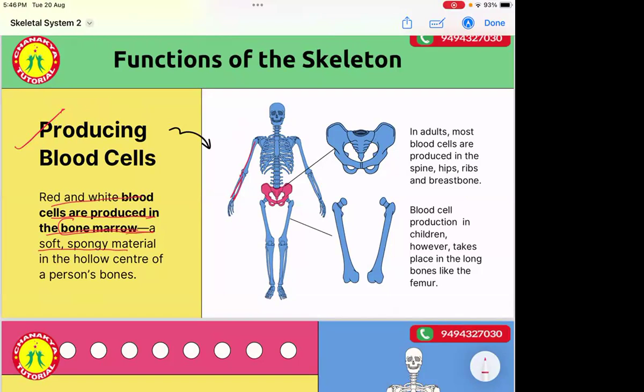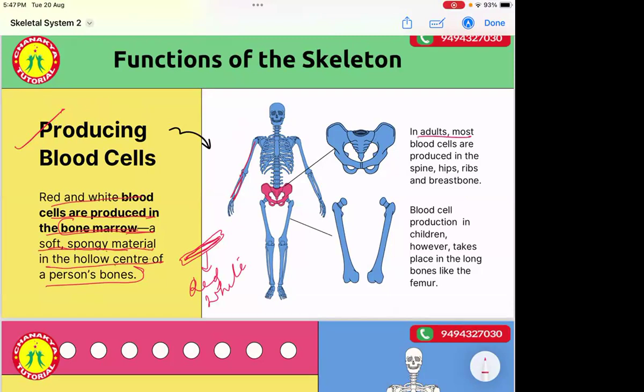Bone marrow is a soft, spongy material in the hollow center of a person's bone. Suppose this is the bone we have here. Inside this, we have bone marrow. And inside this bone marrow, the red blood cells and white blood cells are produced.